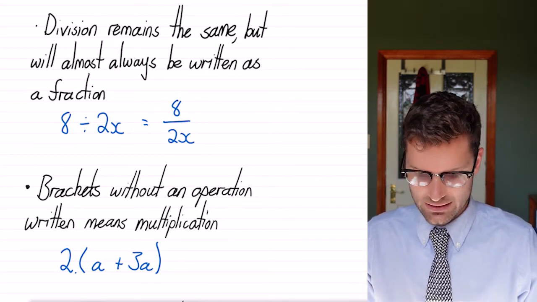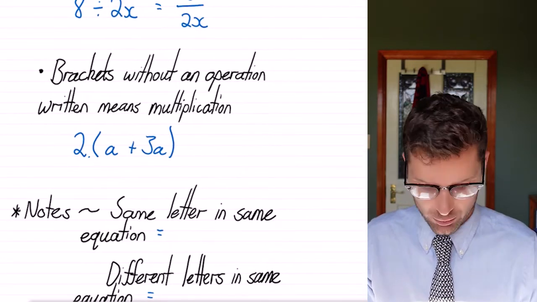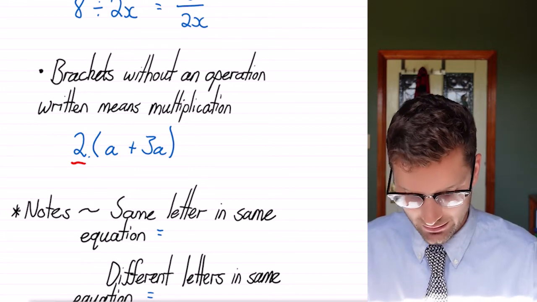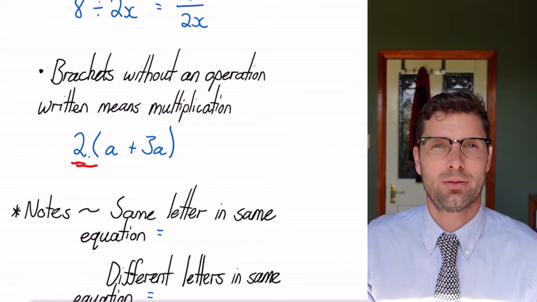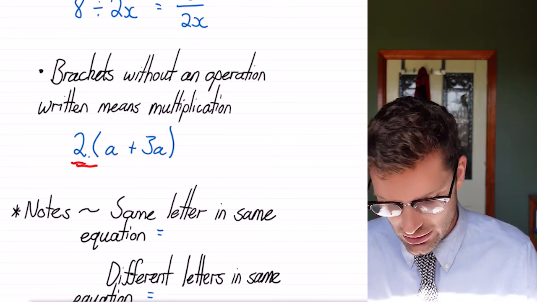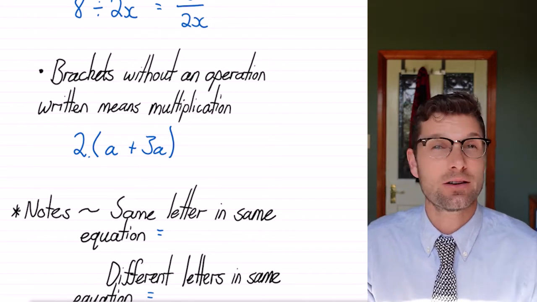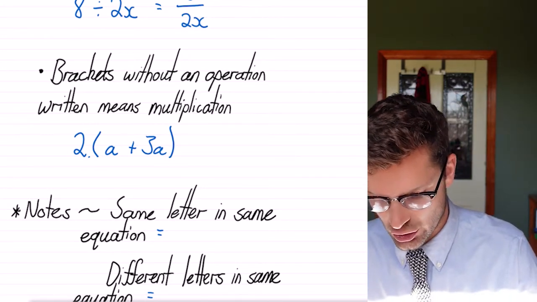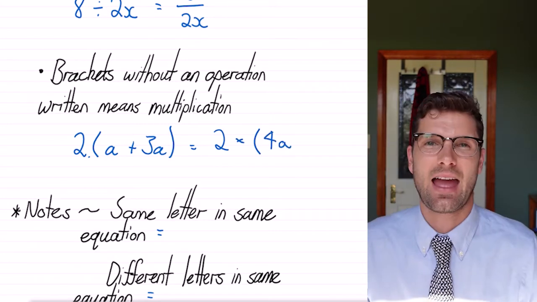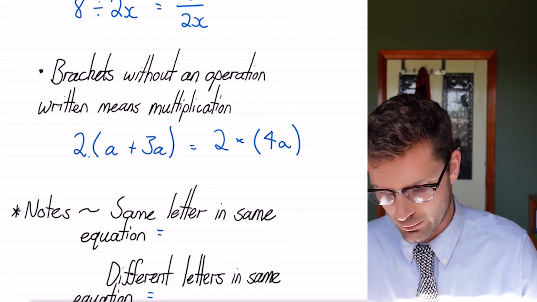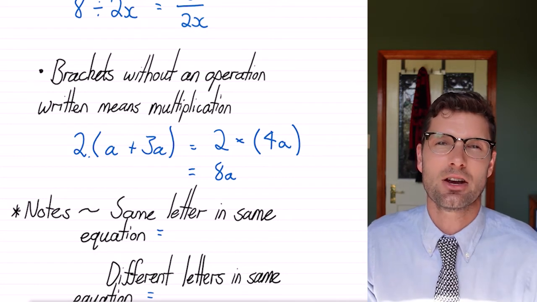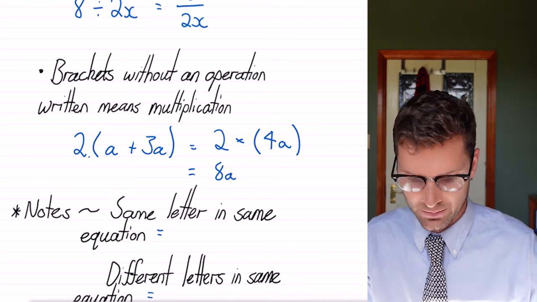The very last one here is brackets without an operation. What I mean there is that we've got a number here and directly next to it is a bracket. And that again assumes multiplication. So this would be 2 times what's inside the bracket. For this type of question, we would add what's in the brackets first. So that would be 2 times, and there's 4 A's in the middle, and then we can just multiply from there, which is equal to 8A. Don't stress if you don't understand how I did that. The next couple of videos are going to look into this particular topic.